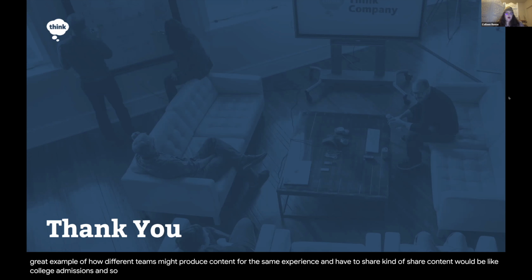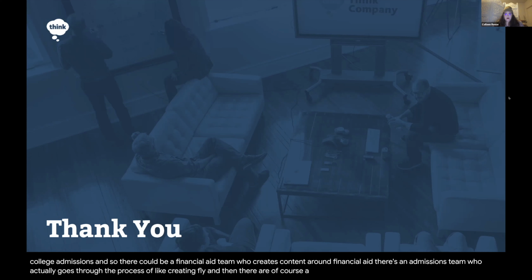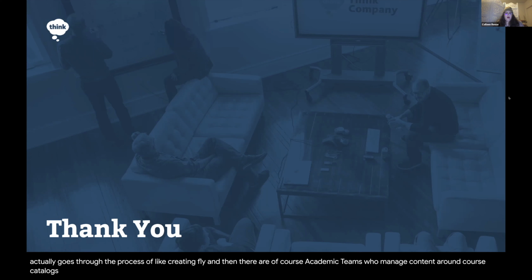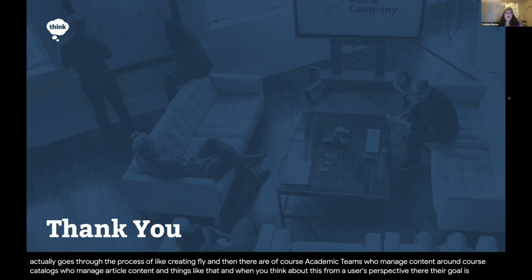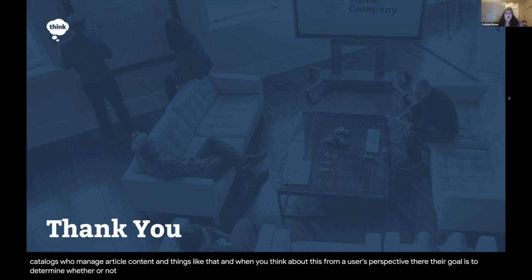There could be a financial aid team who creates content around financial aid. There's an admissions team who goes through the process of creating tutorial content about how to apply. And then there are, of course, academic teams who manage content around course catalogs, who manage article content and things like that. When you think about this from a user's perspective, their goal is to determine whether or not a certain school is right for them. So they'll go to an admissions section, but they need content from all of those different teams to help answer that question.